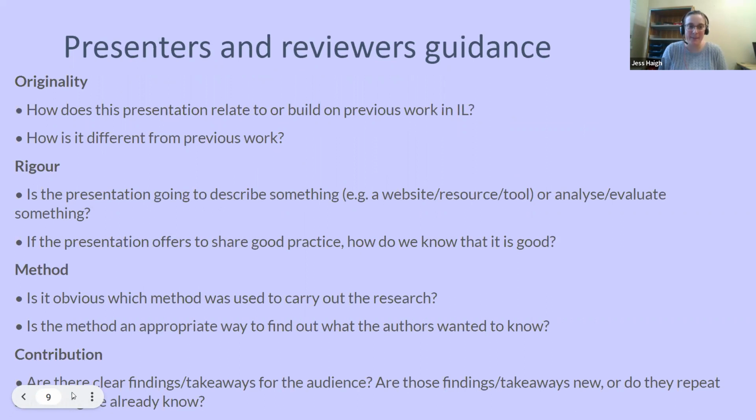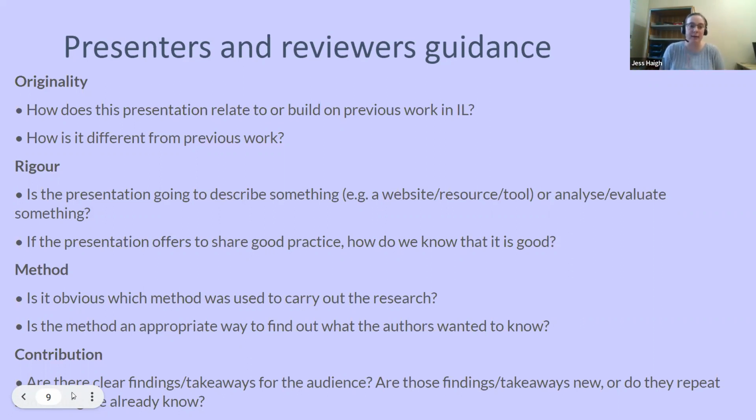Okay, so things that the reviewers are looking for, and all of this is available in a proper document on the LILAC website. How is this original? So how does this presentation relate to or build on previous work in information literacy? Think about it in terms of context: in what context does your work sit? Where does it sit within the story that you're telling about information literacy? How is it different to previous work? How does it build on previous work? What can we learn from yours? Where does your work sit within the framework of information literacy?